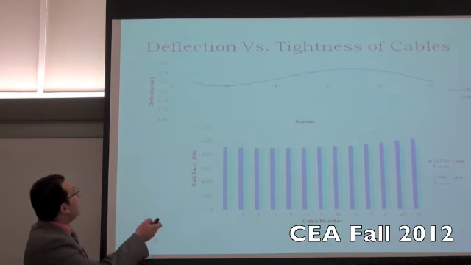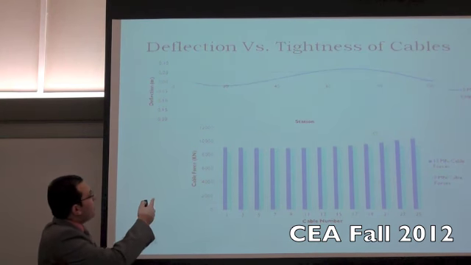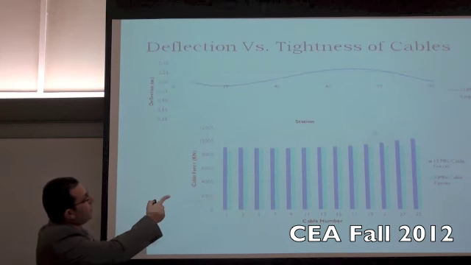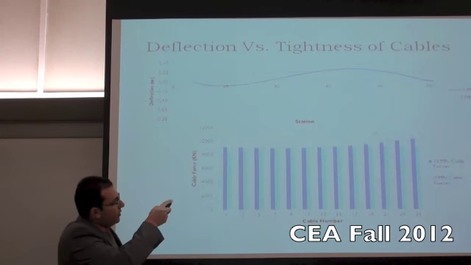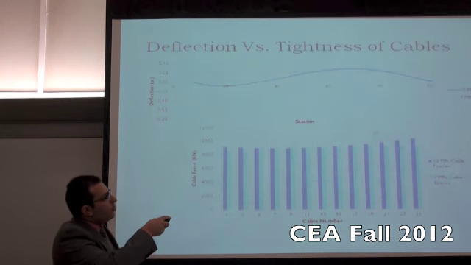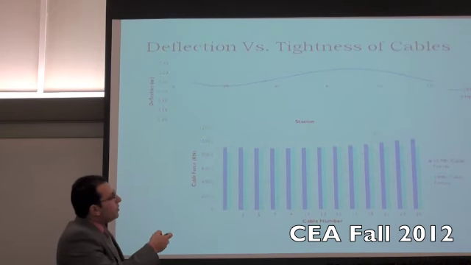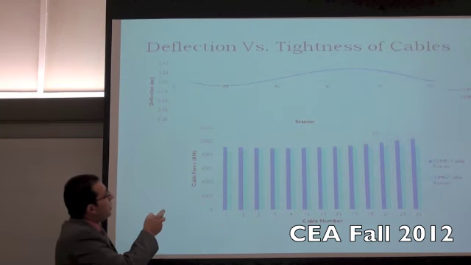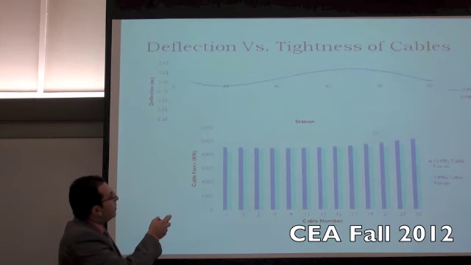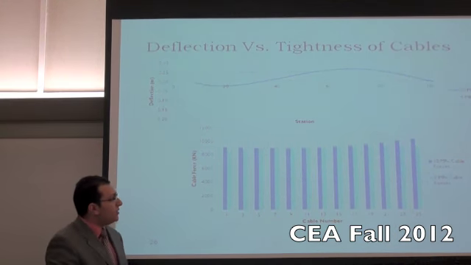As you can see here, that's a graph that shows the relationship between the deflection and the tightness of the cables. You can see here in the blue one, the upper one, there is an average of 10 meganewton force in each cable, and the maximum deflection is 6 centimeters upwards. The other one was 8 meganewton. The deflection was negative 14 centimeters.